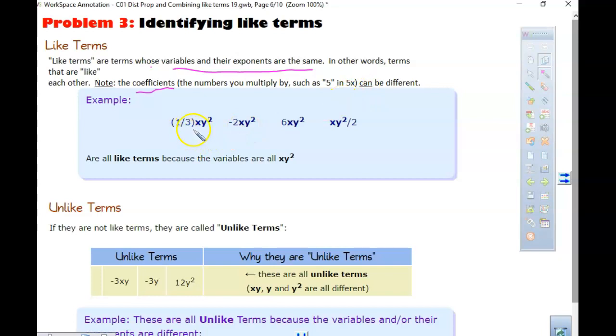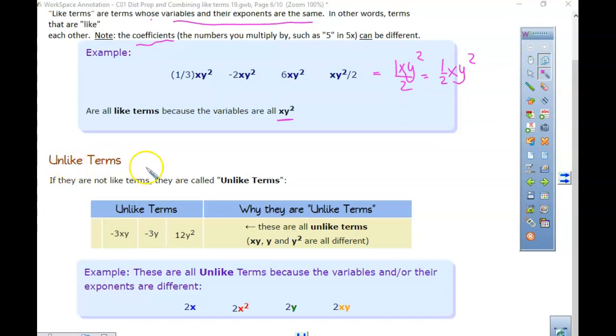So here I have 1/3 xy squared, -2 xy squared, 6x and y squared, and xy squared divided by 2. So all of these are like terms because they have this x y squared. And someone was asking about this one. This really means 1 xy squared divided by 2, and some people might write it this way, 1/2 xy squared. We are not going to be adding or doing anything with those ones, just kind of defining.